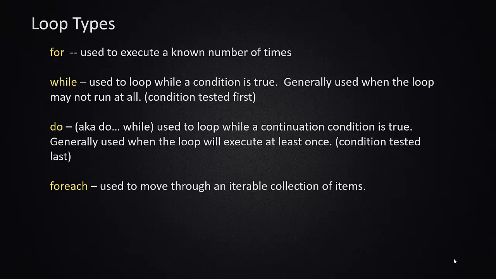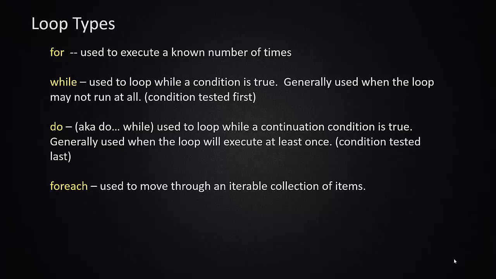The 4 types are the for loop. This is generally used when you know exactly how many times you want to loop. Oftentimes used when you iterate through a list of something like an array or such, where you know the number of items you need to process at the beginning of the loop. A for loop is structured such that it easily moves through a known number of items.